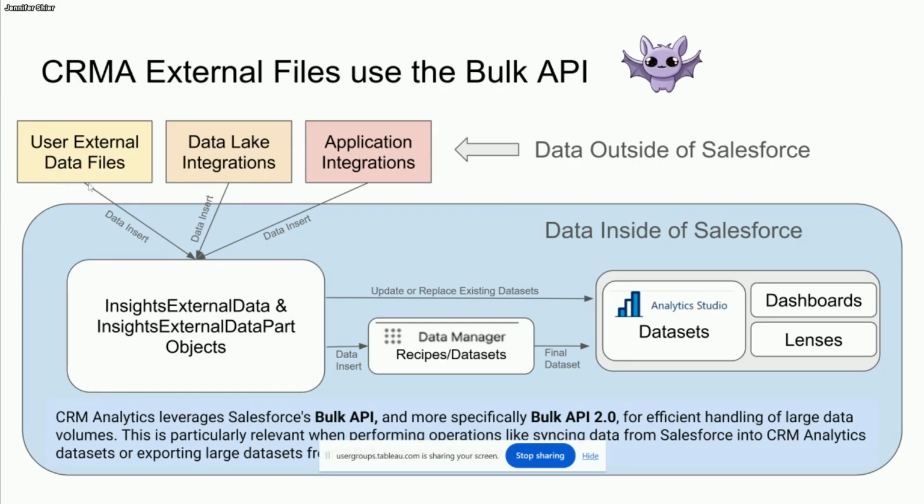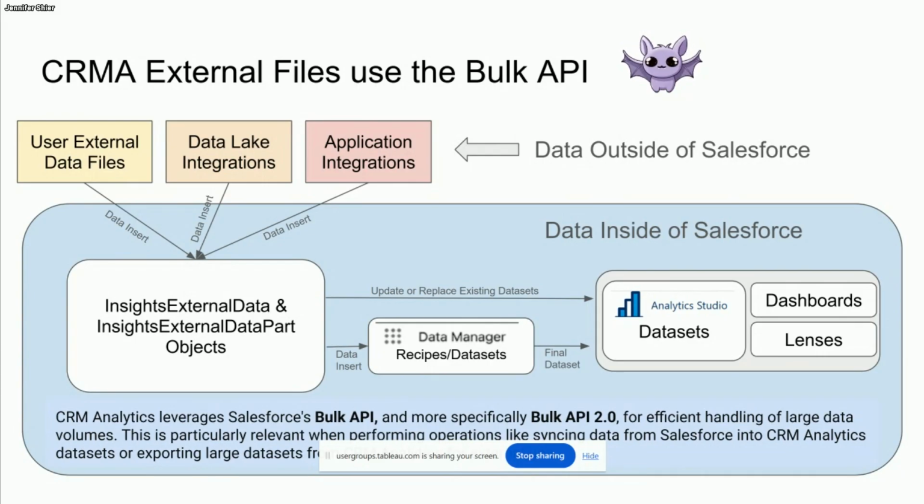These go into your Salesforce org, and they land in an actual custom object called Insights External Data. And then if it's a multi-part file, it's going to be broken up into a child object called Insights External Data Part. This is not the easiest thing for people to understand.